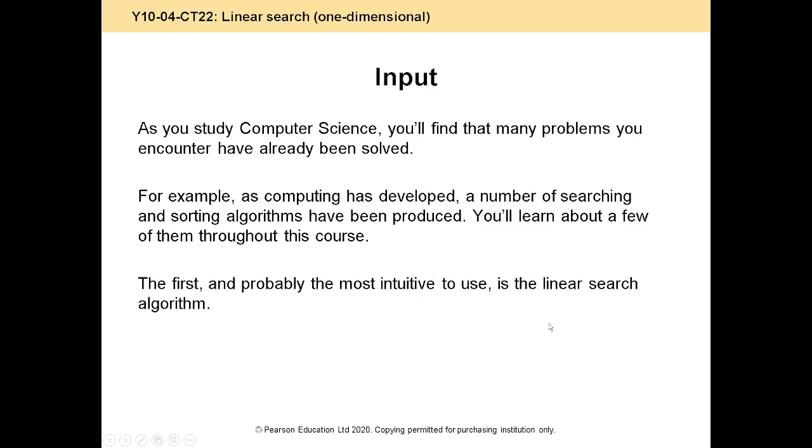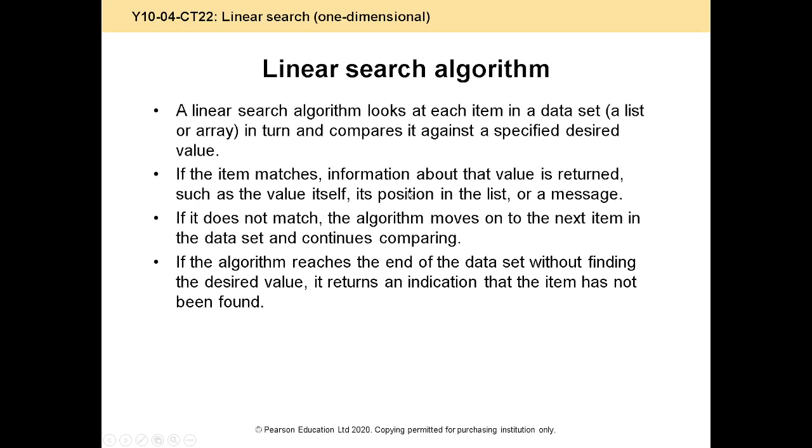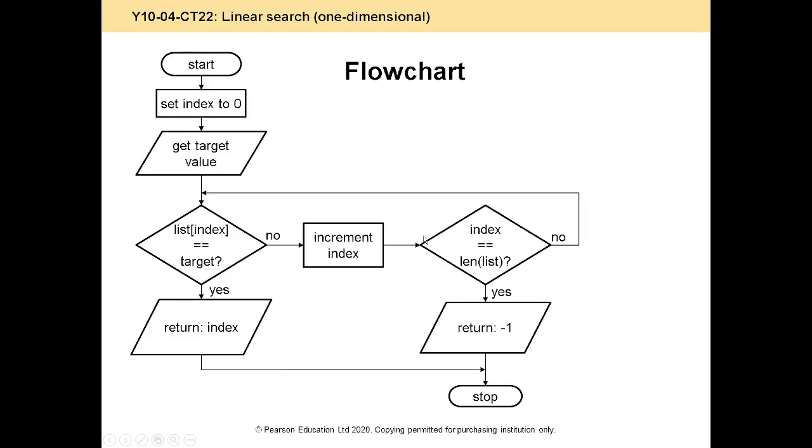You're done. So, how do we do a linear search? You look at each item in a list or an array. You compare it with what you're looking for. If you can't find it, you keep looking. That's it. That's really it. We're not going to make it more complicated than that. So how do we do it with a flowchart?